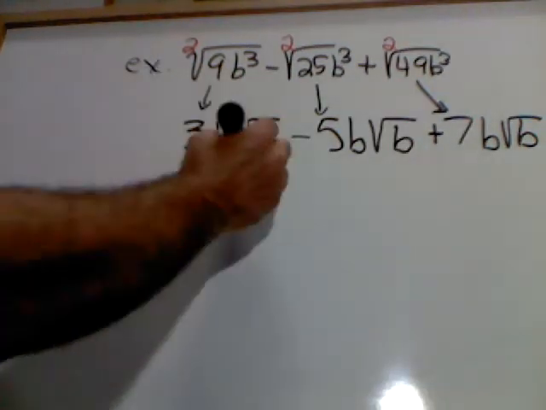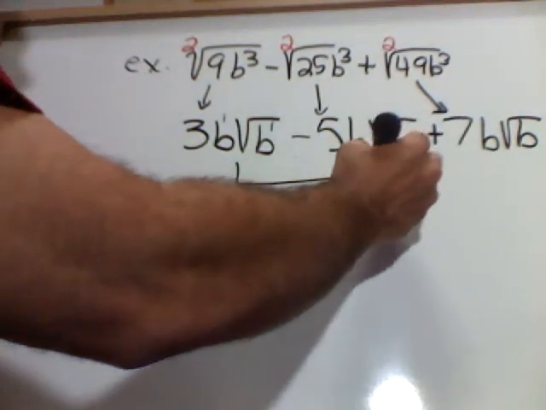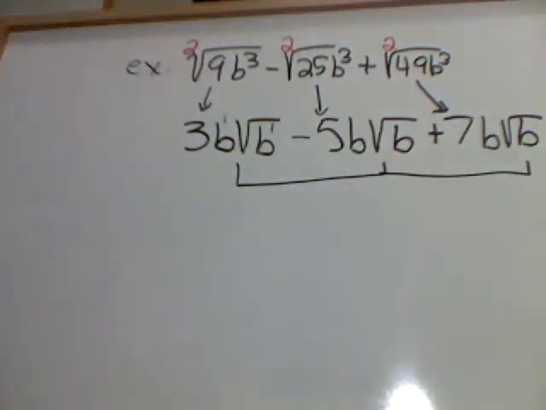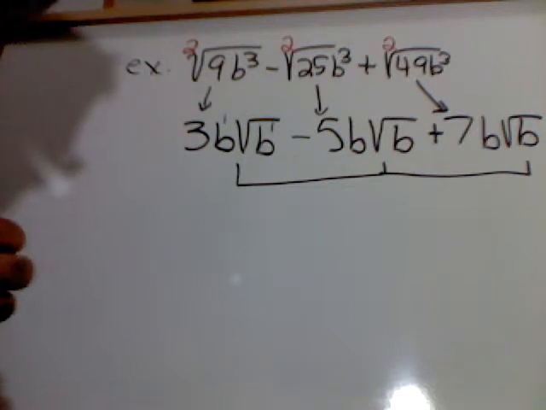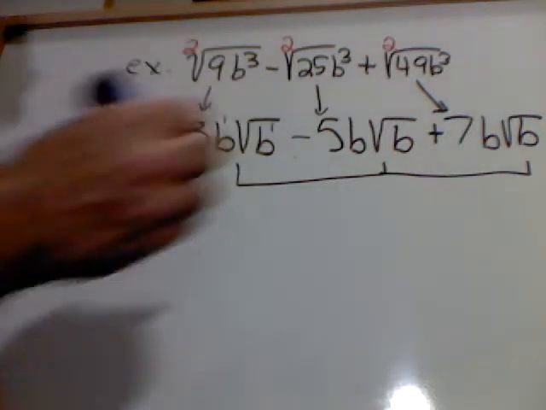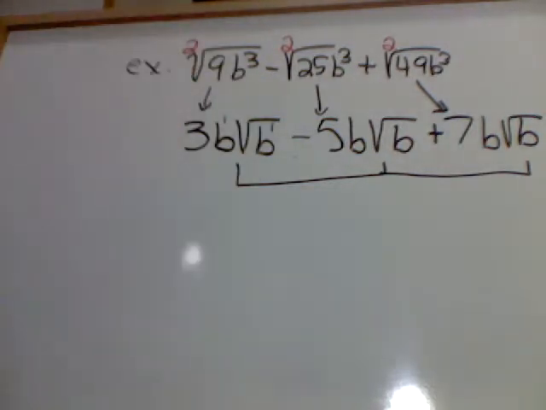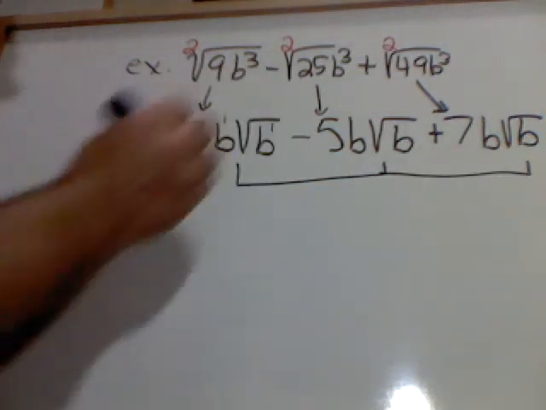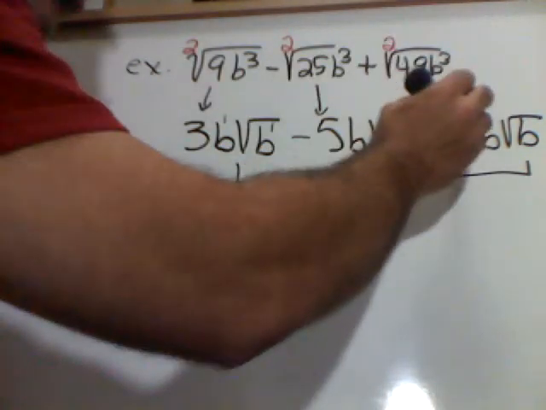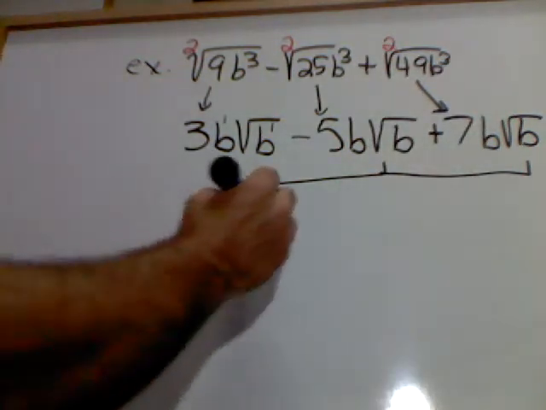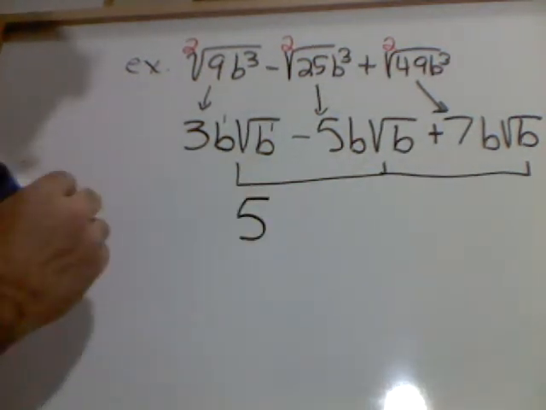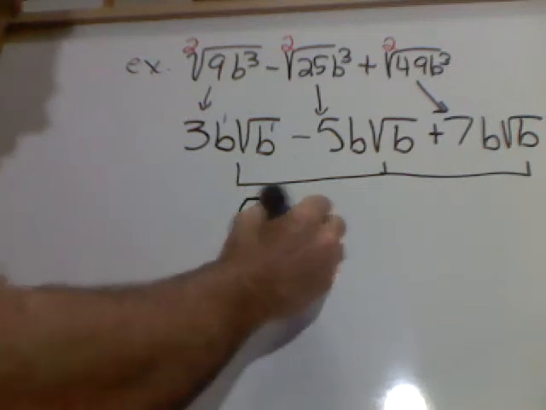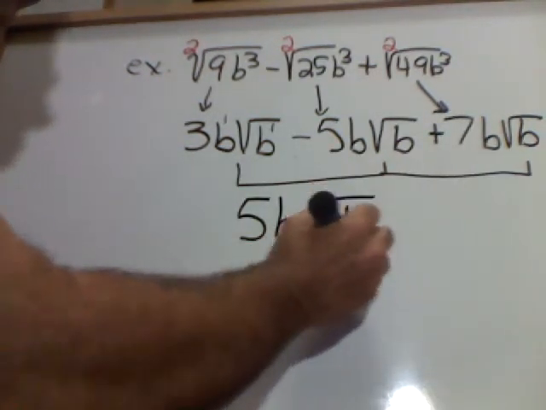Notice, I now have b square root of b, b square root of b, b square root of b, which are all like terms, so we add the numbers and keep the terms the same. 3 minus 5 is negative 2. Negative 2 plus 7 is 5. So the final answer is 5b square root of b.